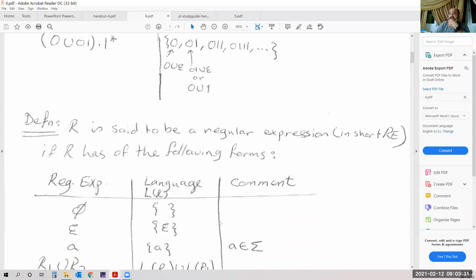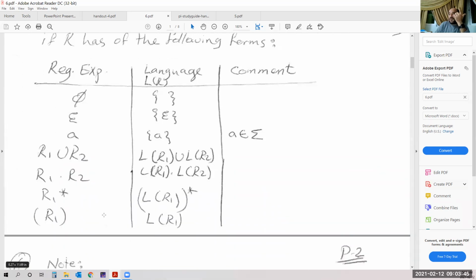Definition. R is said to be a regular expression, in short RE, or in the handout REG, if R has one of the following forms. In the handout we have six; here I add this one, which is the same. Phi, the empty set; epsilon, the empty string, which is a set with one element, the empty string; a symbol A, where A belongs to the alphabet; R1 union R2, which gives the language that is the union of L of R1 and L of R2.